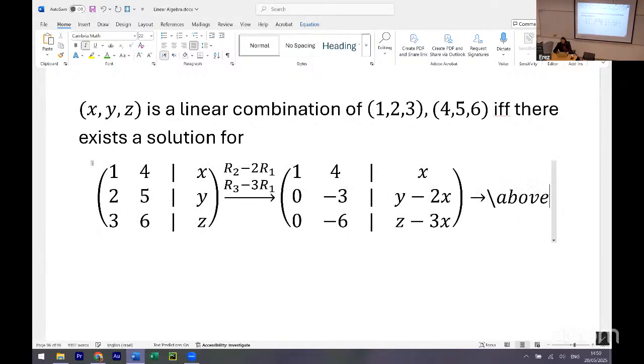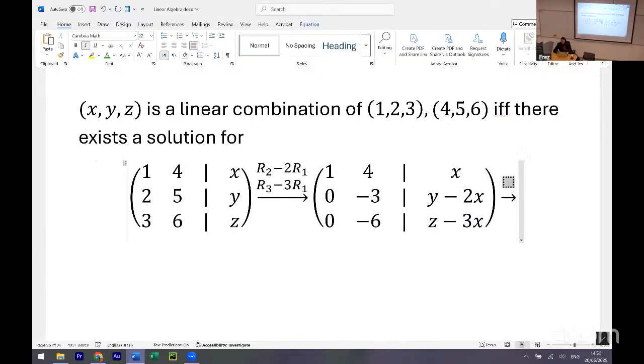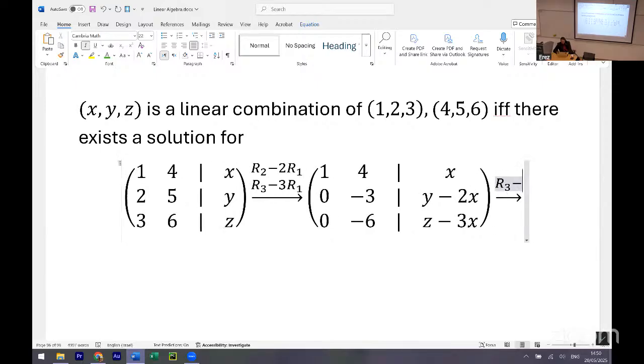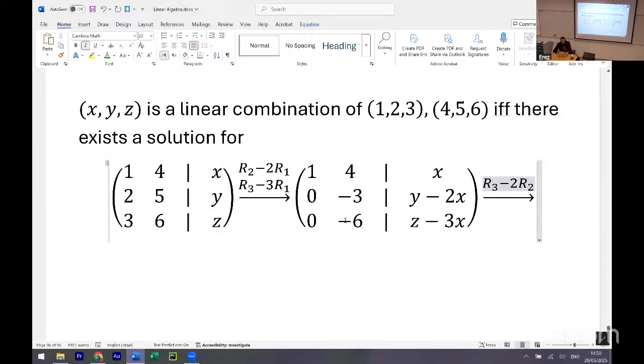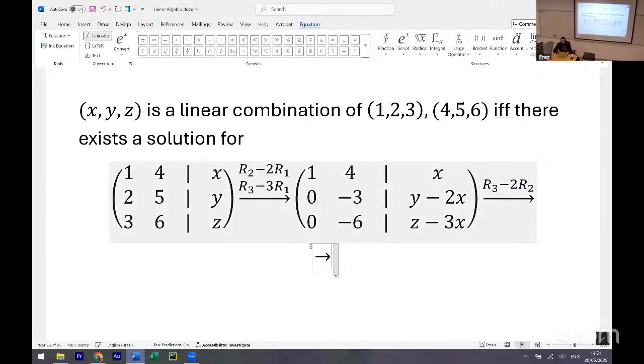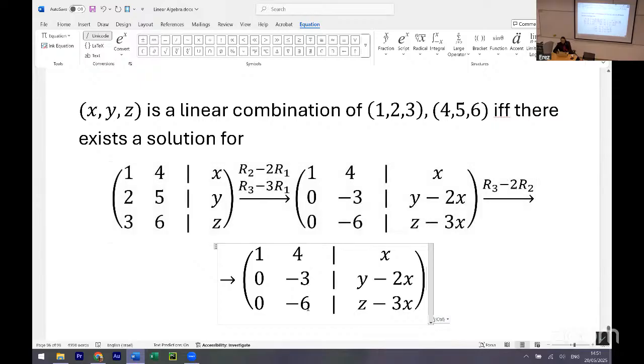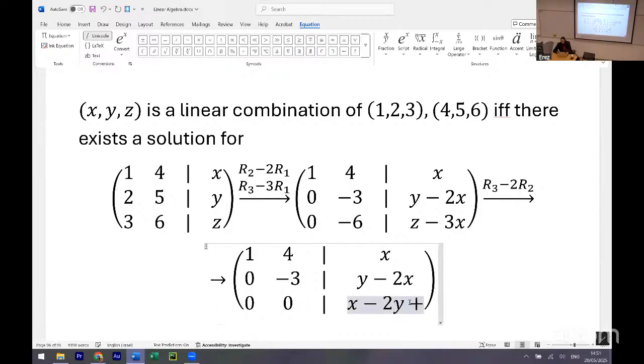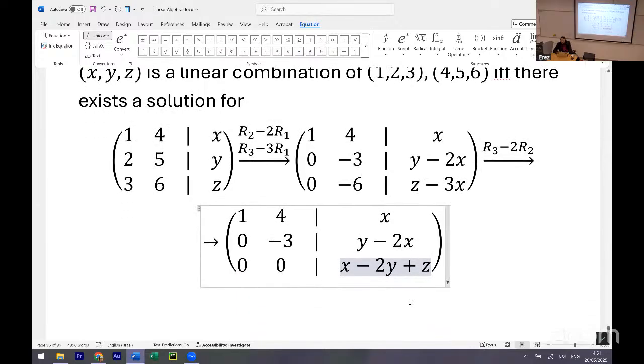Next, the step Semi did not wish to do. R3 minus 2 times R2. Here it's not obvious whether there is a contradiction or not, right? And we get here 0, 0, and here this minus 2 times this. So we get X minus 2Y plus Z. Agreed?